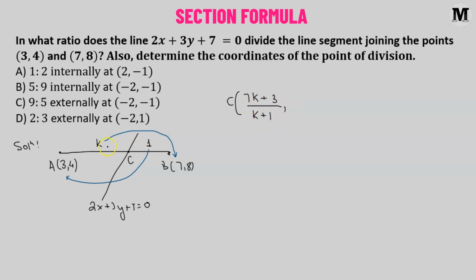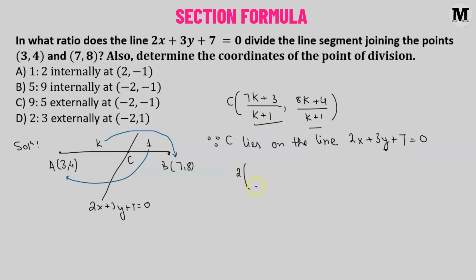Then coming to the y coordinate, we take k and multiply with the y coordinate of B, which is 8k. Then we add 1 times the y coordinate of A, which is simply 4, divided by k + 1. So this is the coordinate of point C. Since C lies on the line, it has to satisfy the equation of the line, 2x + 3y + 7 = 0. All you have to do is replace x with the x coordinate of C and y with the y coordinate of C.